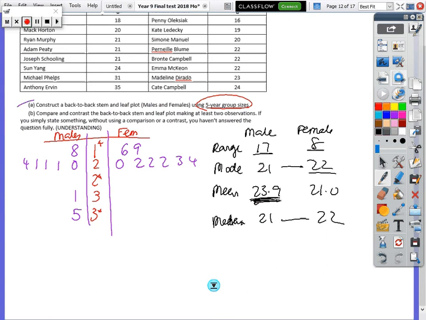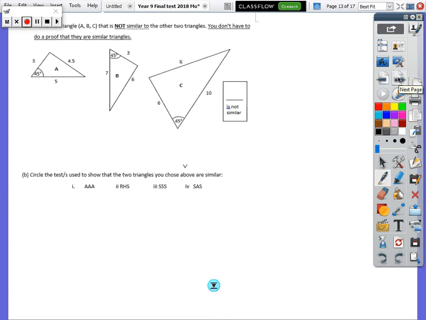Okay. Next question. Which of these aren't? Okay, so we're looking for one of the rules. So we've got 6, 10, 45, 3, 5, 45. So these guys are in direct comparison. So the triangle B, what's happened is this has been scaled up by 2 to get that. And so we used SAS.